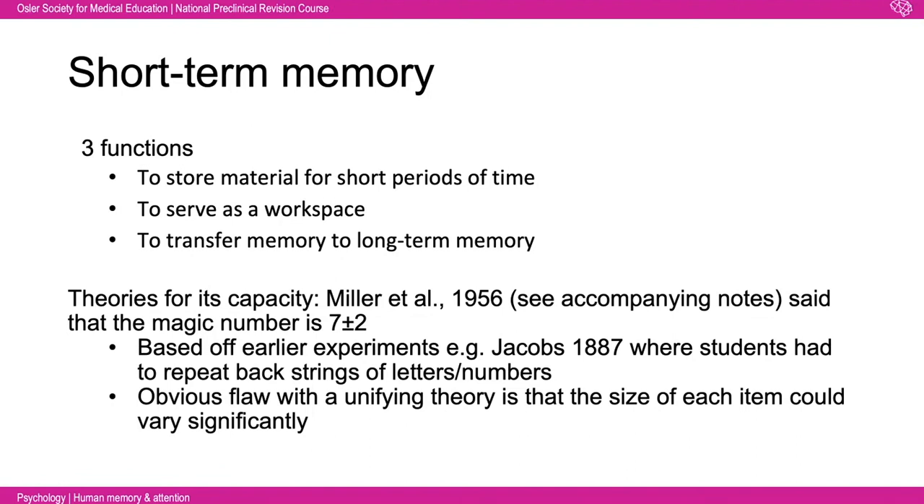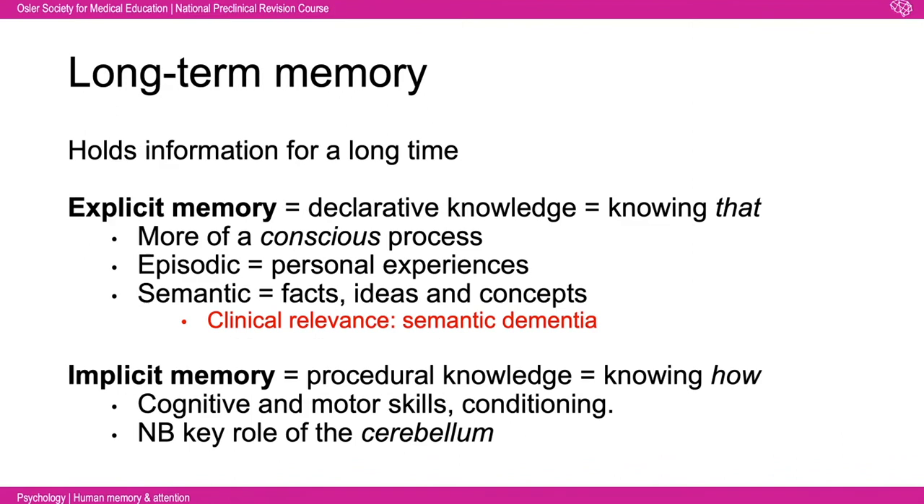And people have theorized about its capacity. So for example, one person you might hear about is Miller, who said that the magic number is 7 plus or minus 2, based on the number of things that students could remember in a string of letters and numbers. But I wouldn't really spend too much time thinking about that because it really depends on the size of thing you're remembering. But in summary, it's a small workspace which you can then use to do calculations or to transfer to long-term memory.